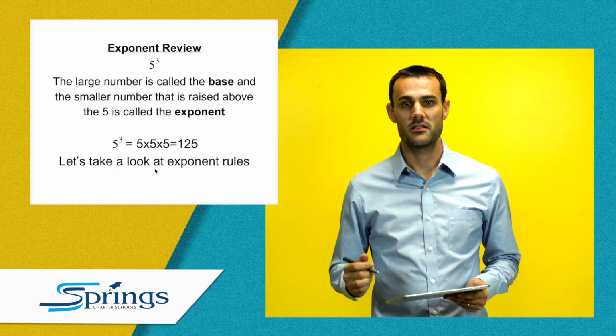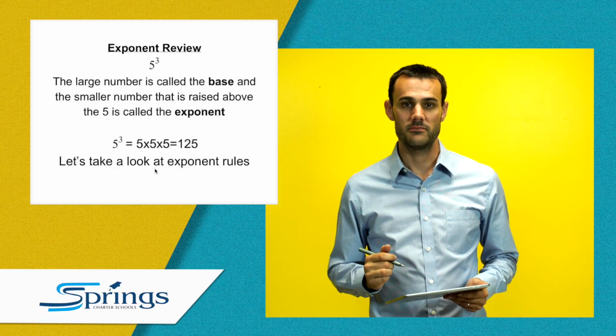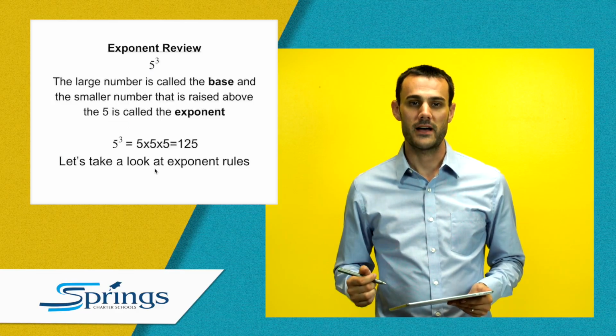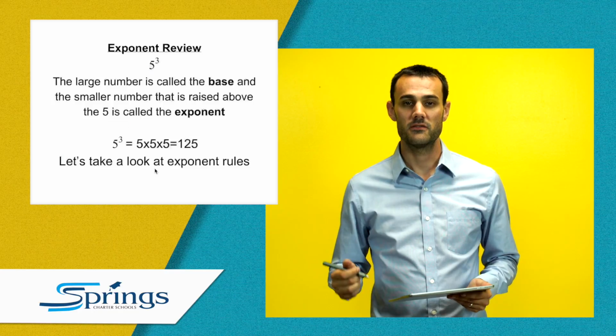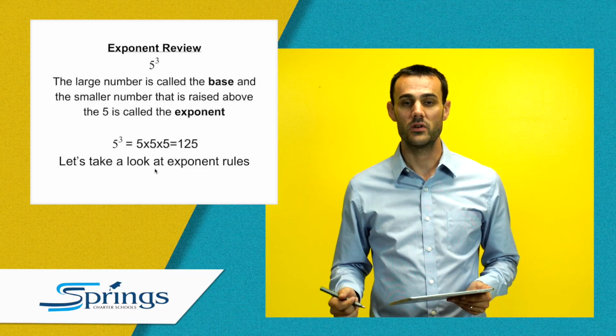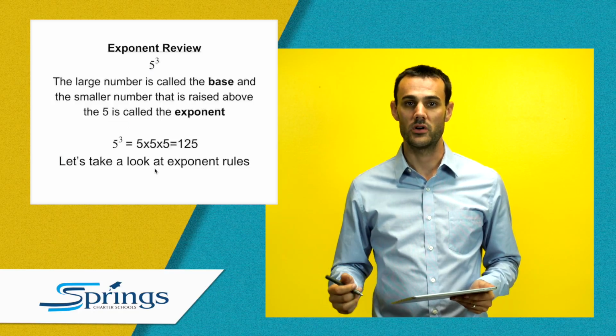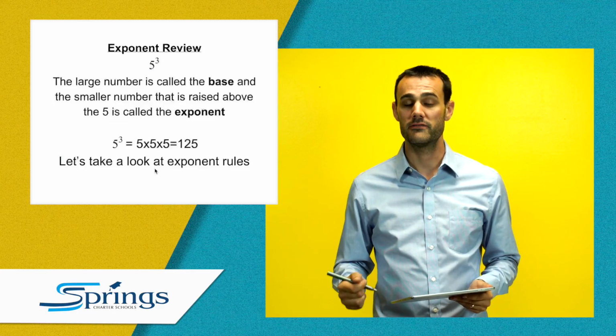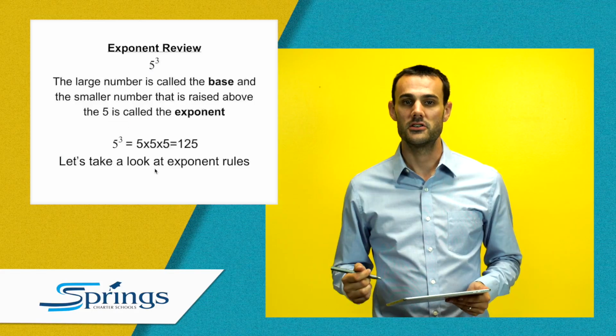Now, 5 raised to the third power is not 5 times 3. It actually means 5 times 5 times 5. So when I work out 5 times 5 times 5, I get 5 times 5, which is 25, and 25 times 5 leaves me with 125. So in our example, 5 raised to the third power, or 5 cubed, is 125.